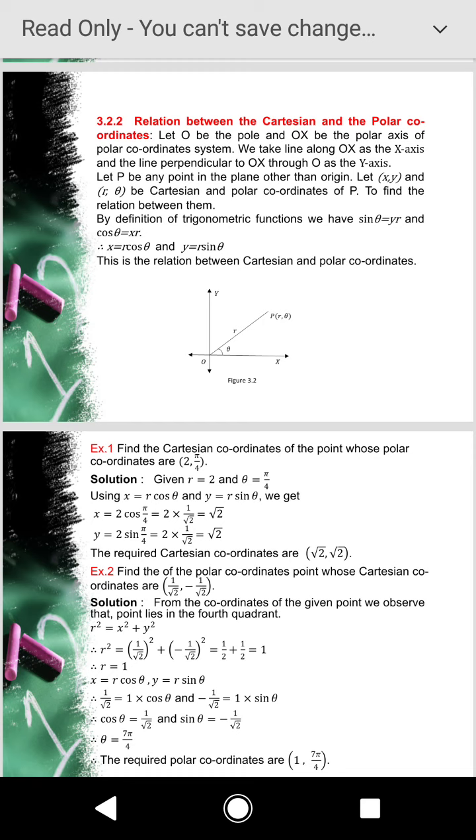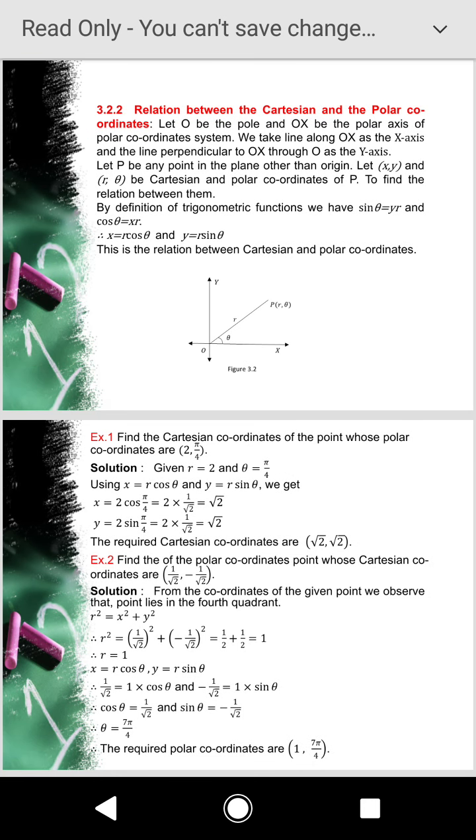By the definition of trigonometric function, we have sin theta equal to y divided by r and cos theta equal to x divided by r. Therefore, x equal to r cos theta and y equal to r sin theta. This is the relation between Cartesian and polar coordinates. Is it correct? Now we have to solve the problems related to Cartesian coordinate systems and polar coordinate systems.